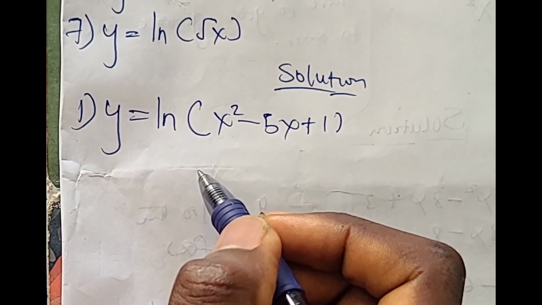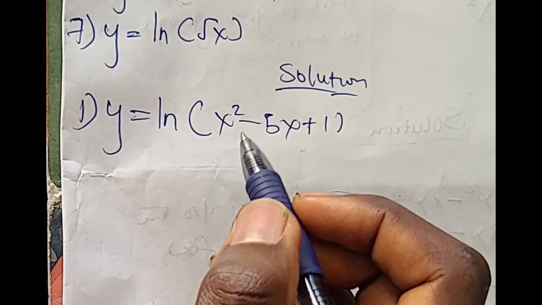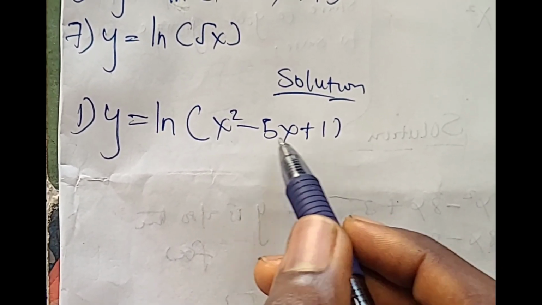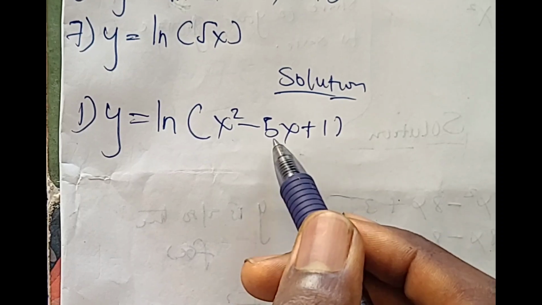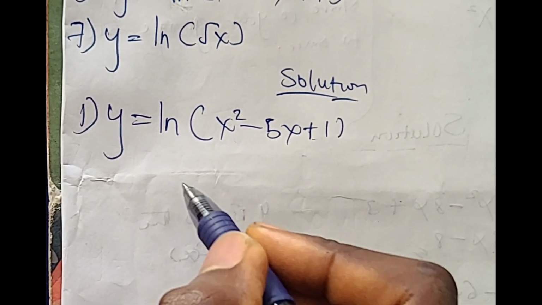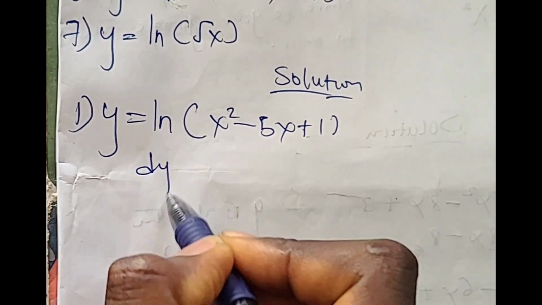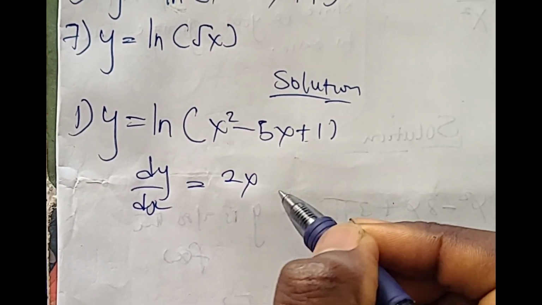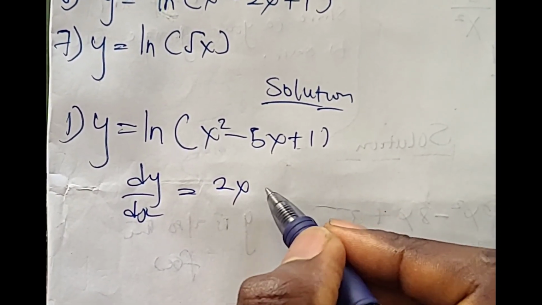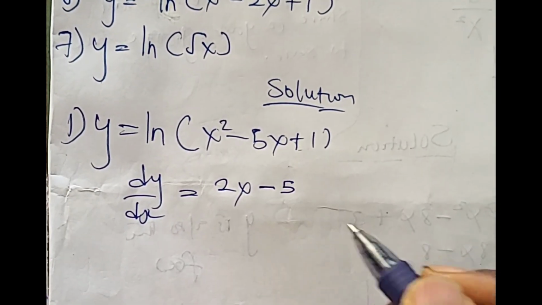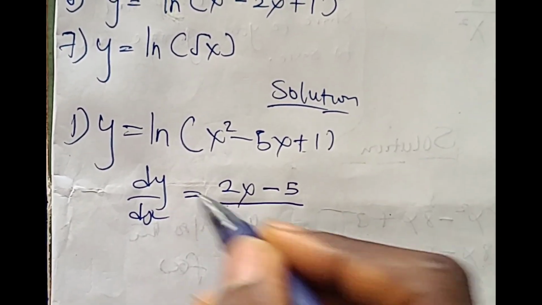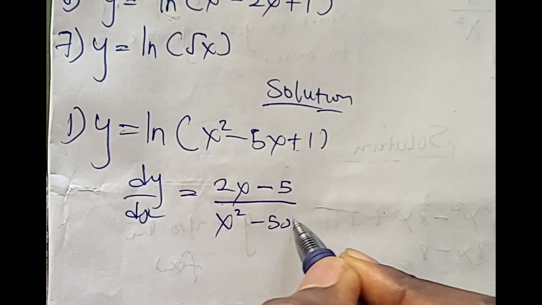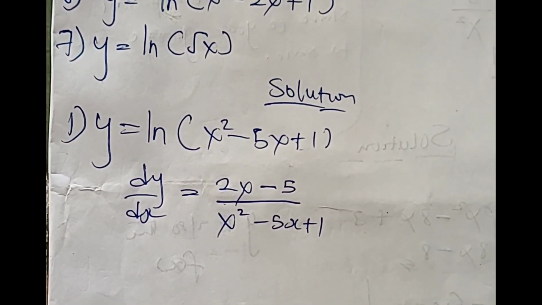When you want to differentiate this type of function, which is a natural logarithm, all you have to do is differentiate what is inside the bracket and divide it by the same expression. First, dy/dx will be equal to, when you differentiate this, 2x minus 5, right? Then you divide it by what is inside the bracket, x squared minus 5x plus 1. So this is the answer.